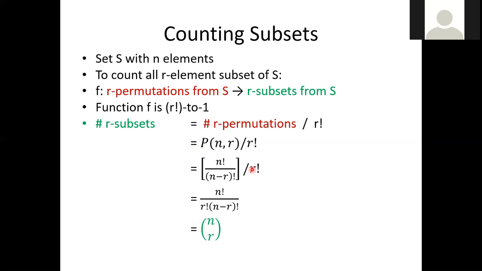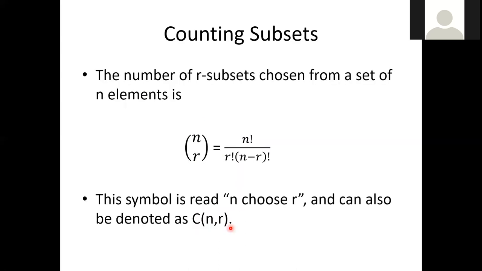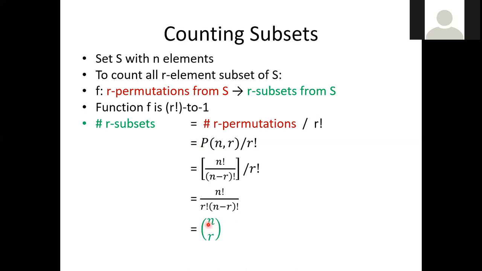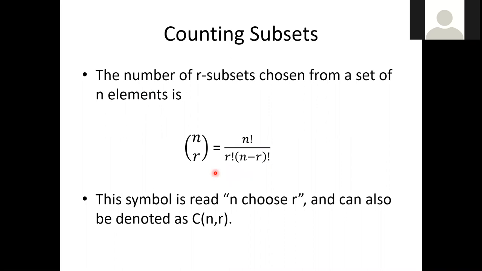So totally I come up with this, and this term has a special symbol. It's this symbol, n choose r. When you write this, I will interpret this as this. That's the definition of n choose r. So conclusion: this is the number of r element subsets of an n element set, and we have a special notation for this. It's called n choose r, or you can also write it like this: the number of combinations, r element combinations in an n element set.